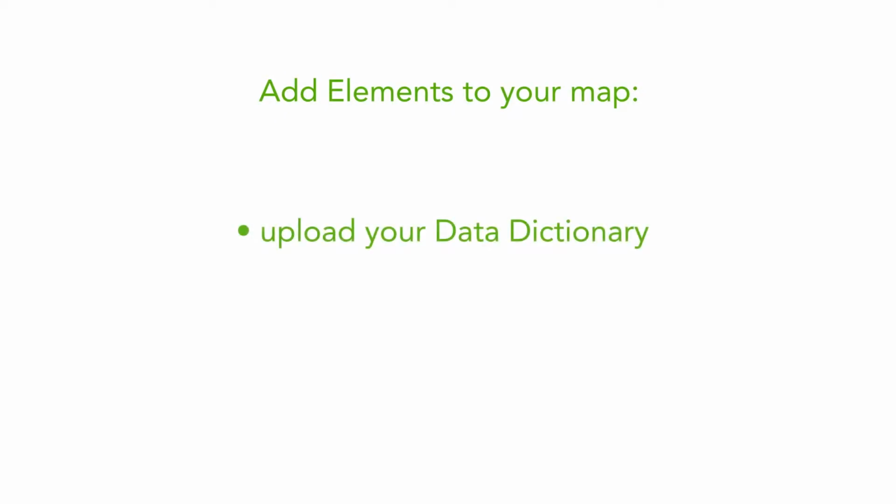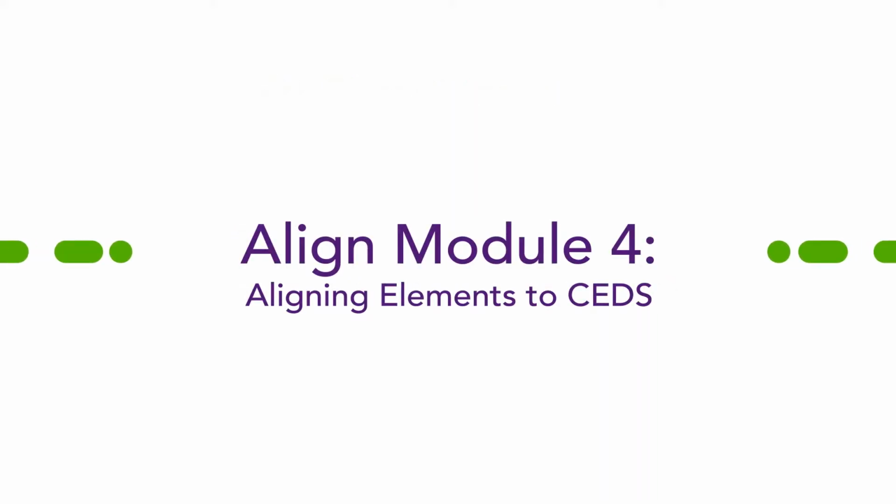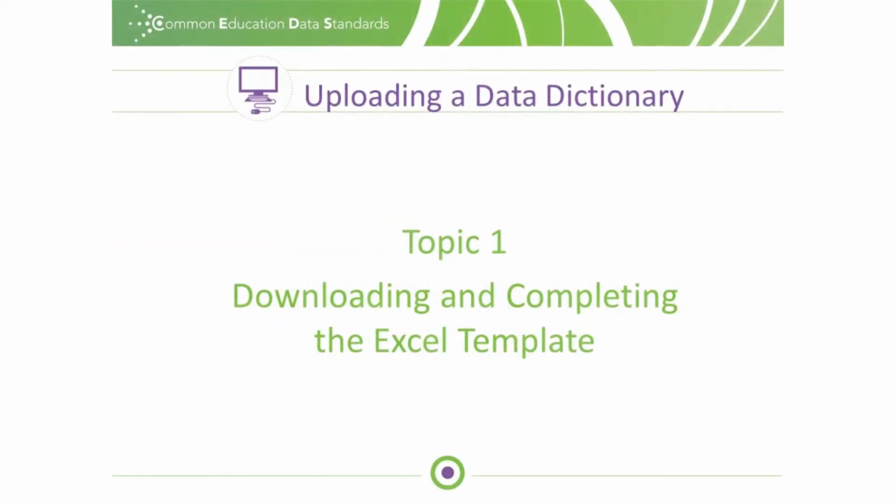There are two ways to add elements to your map. You can either upload your data dictionary or you can enter the elements individually. This tutorial will explain the steps for uploading a data dictionary. If you would like to enter elements individually, please review Align Module 4, Aligning Elements to CEDS.